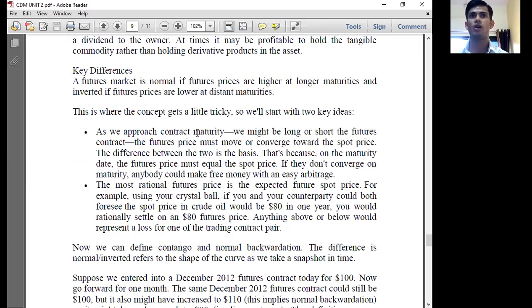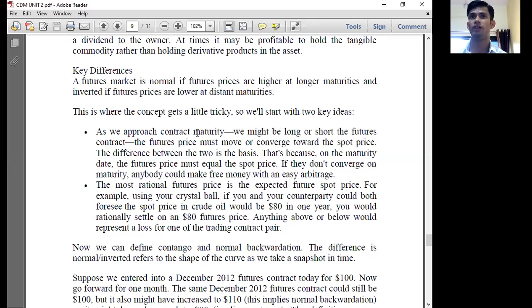As we approach the contract maturity, we might hold a long or short future contract. It's a long contract or short contract. The future contract must move or converge toward the spot price. Future contract is converged toward the spot price.